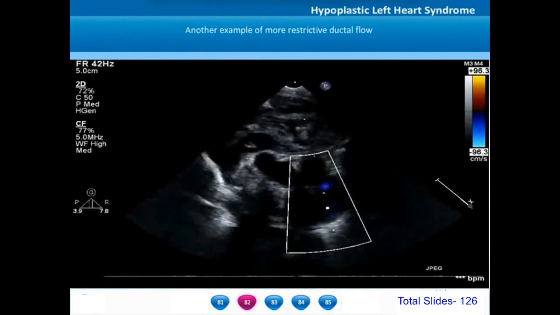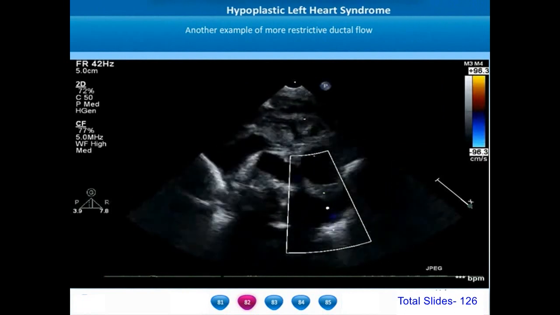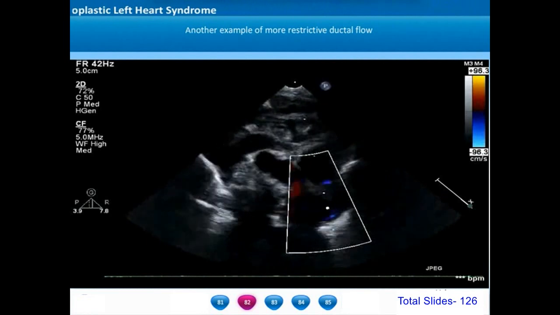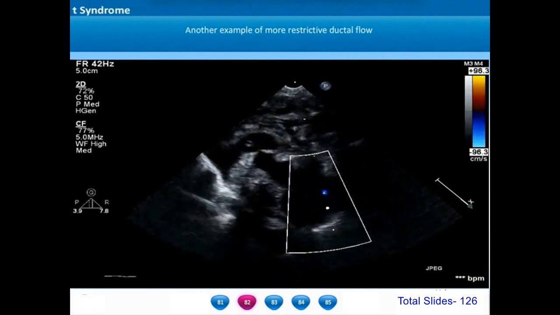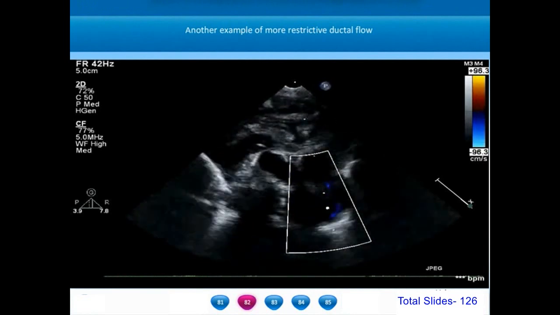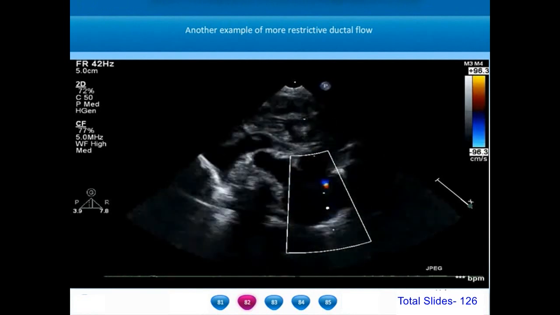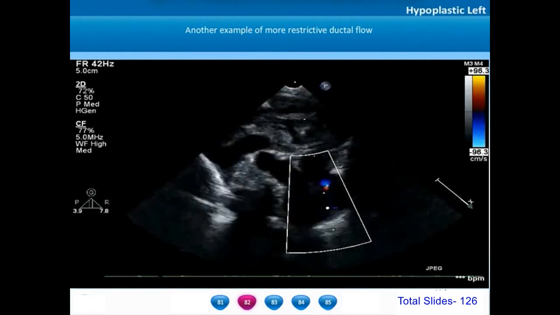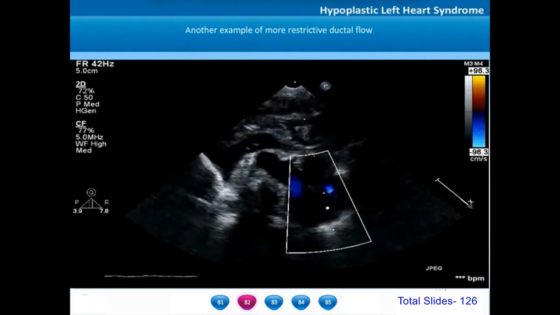With advancing age, the ductus becomes smaller and smaller. It becomes very restrictive. At this moment, the entire systemic cardiac output will be in serious jeopardy. The patient will be in a state of shock, hypotension, due to marked ductal constriction.